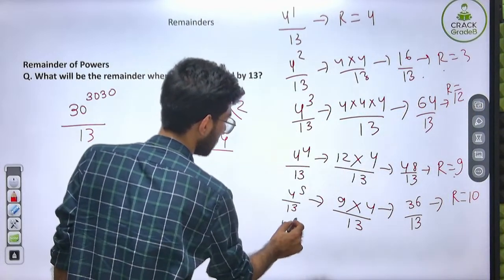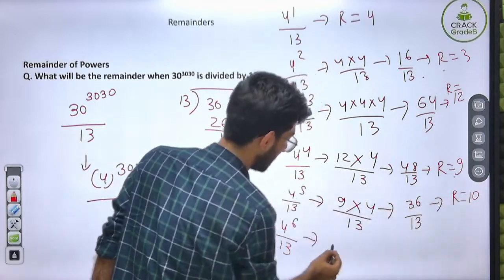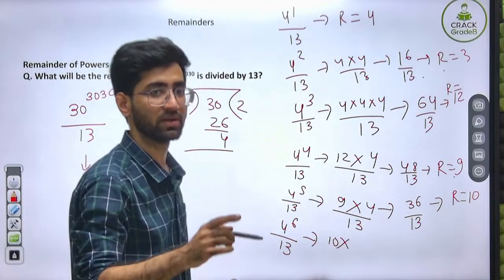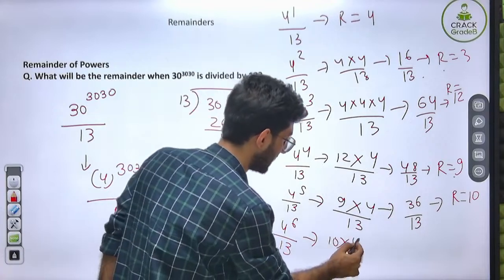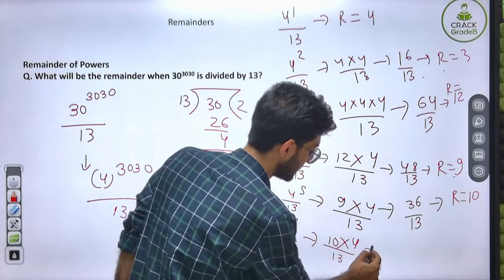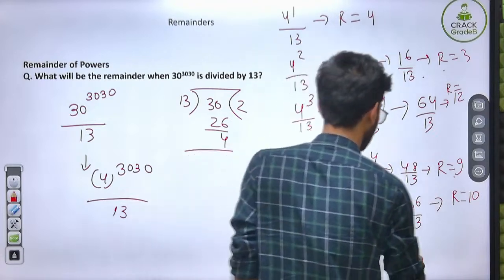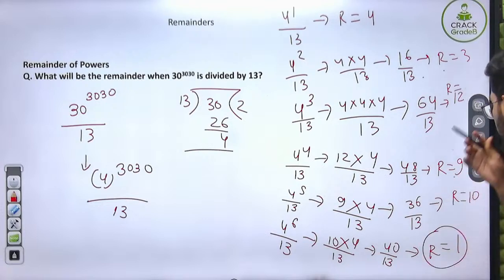So can you write 4 to the power 6 by 13? Yeah, again you can directly multiply the earlier remainder with one more 4. In 4 to the power 6, there is one more 4. So you can directly write 10 into 4 by 13, so 40 divided by 13. If you divide 40 by 13, you will get remainder that is equal to 1.